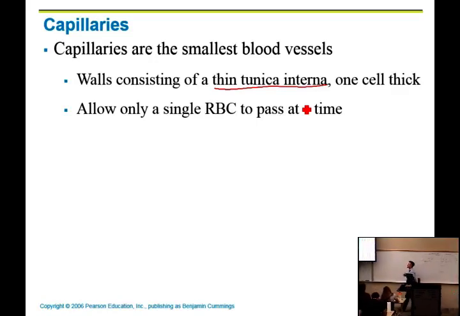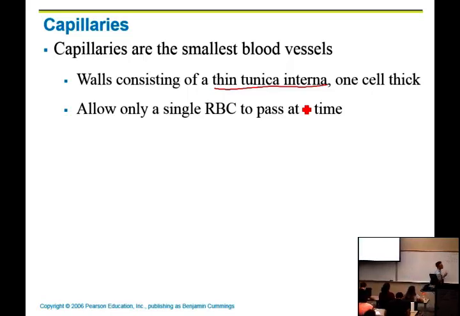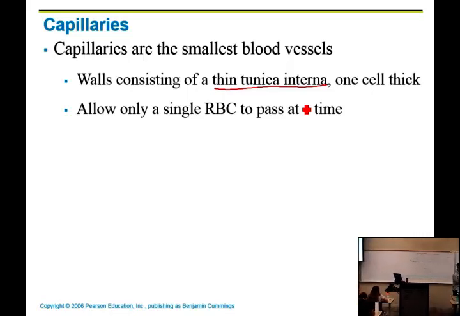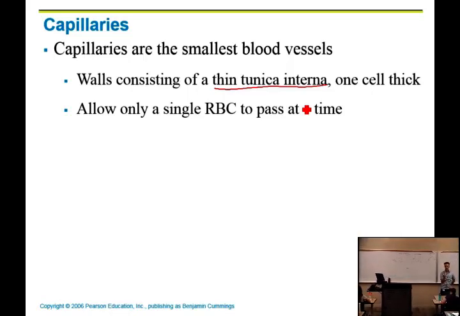So oftentimes, maybe on Thursday, if you remind me in lab, or you can certainly look it up yourself, it's always interesting because in certain organisms, you can actually see their blood vessels, right?